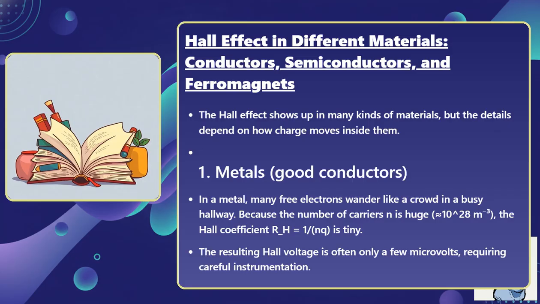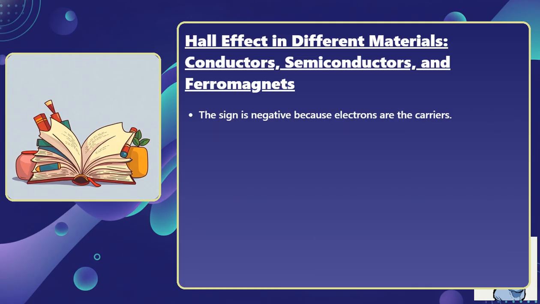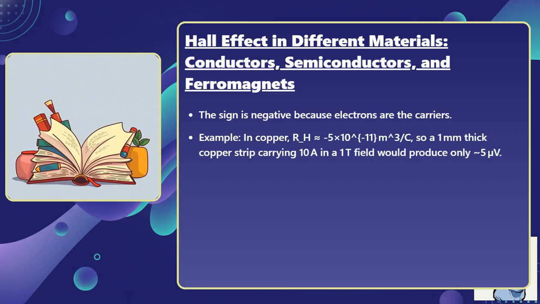The resulting Hall voltage is often only a few microvolts, requiring careful instrumentation. The sign is negative because electrons are the carriers. Example, in copper, R_H is approximately negative 5 times 10^-11 cubic meters per coulomb.